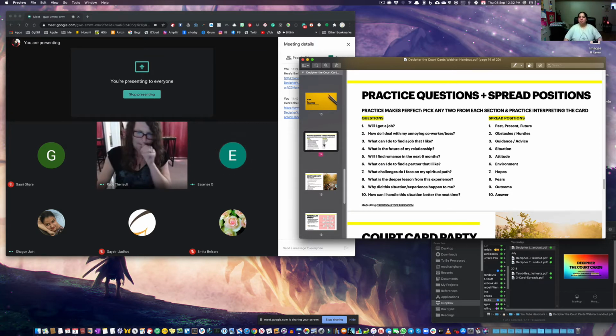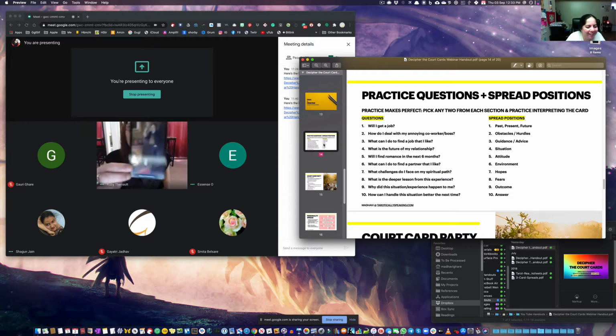Okay, let's look at a spread position. Let's say fears. Because hey, why not? We are in September, October shadow work territory, right? So let's say there's a spread going on and we are looking at the different spread positions, and one of the spread positions is fears. And let's say you pull a court card in there. I pulled King of Wands. So now this court card represents fears.